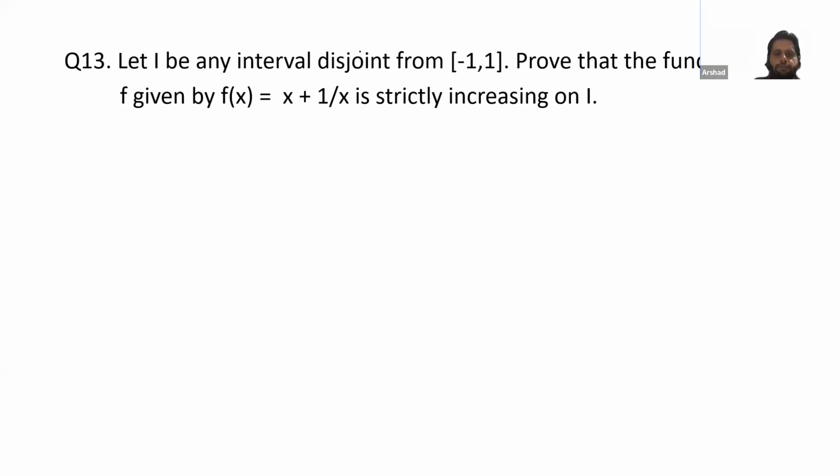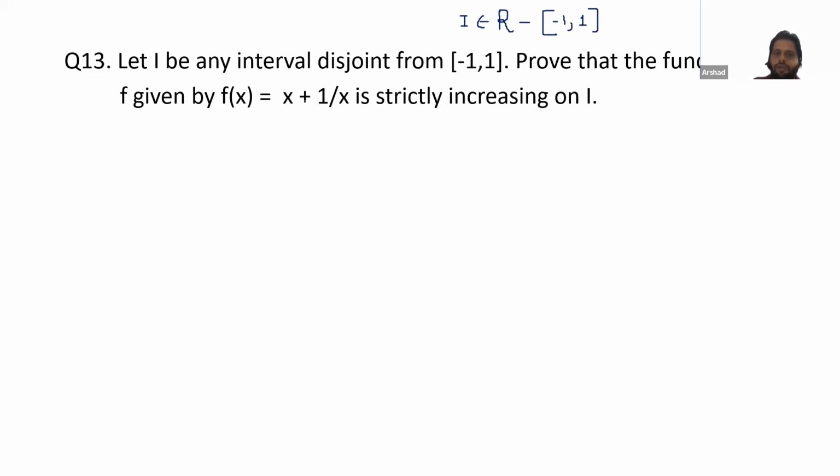Let I be an interval disjoint from -1 to 1. What does this mean? I is any interval disjoint from this. That means I belongs to R, except -1 to 1.